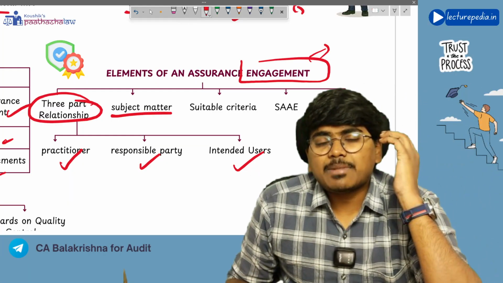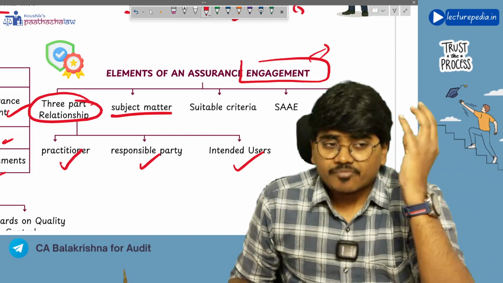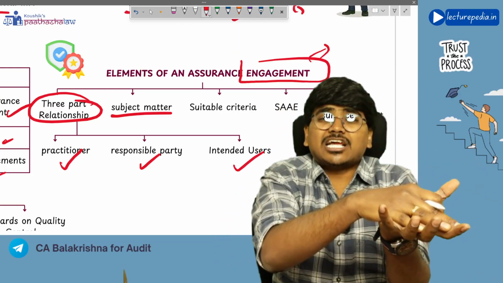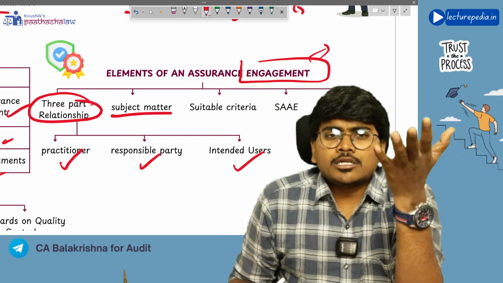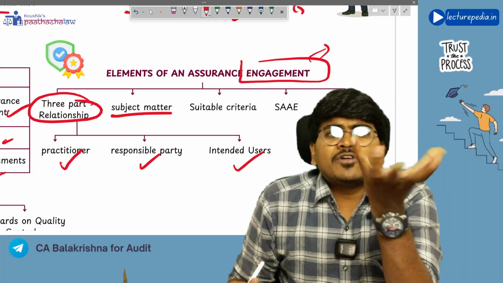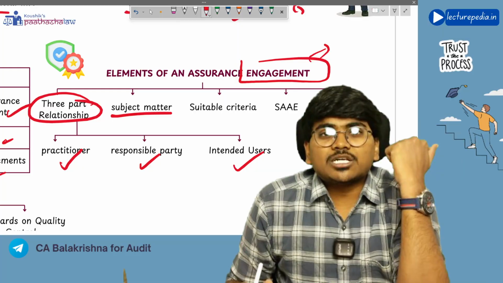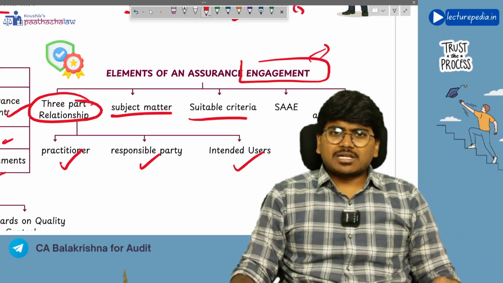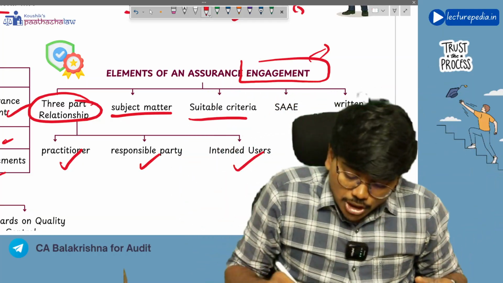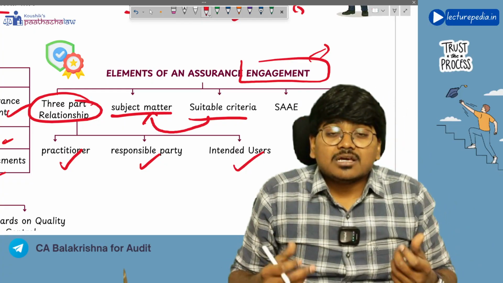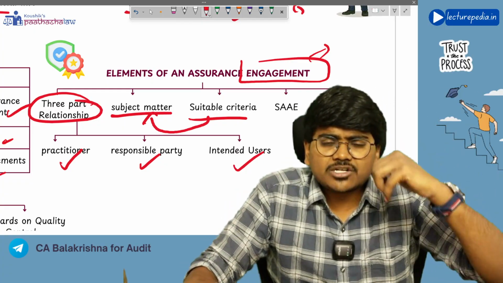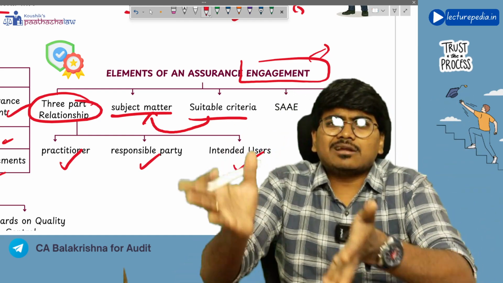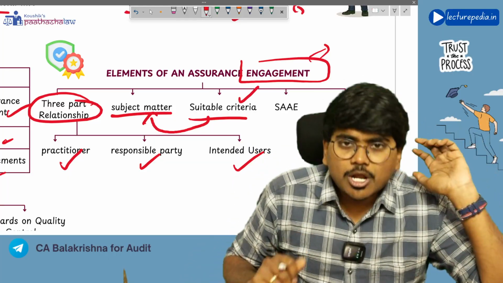Next, subject matter. What is meant by subject matter? The item that you are going to audit, or the item on which you are providing the assurance, is nothing but subject matter. In case of audit, you will provide assurance on financial statements. So financial statements are subject matter. Got it? Yes. Next, suitable criteria. What is meant by suitable criteria? The benchmarks as per which you will prepare the subject matter is known as suitable criteria. Financial statements will be prepared as per accounting standards, Indian accounting standards. So they are nothing but suitable criteria.